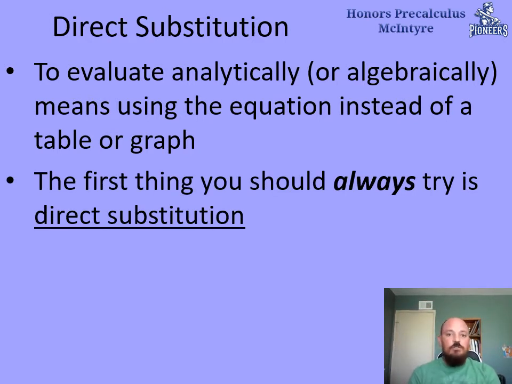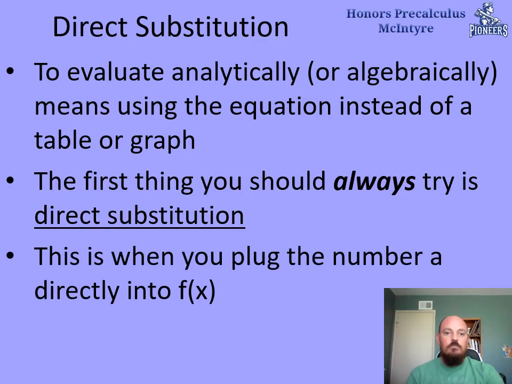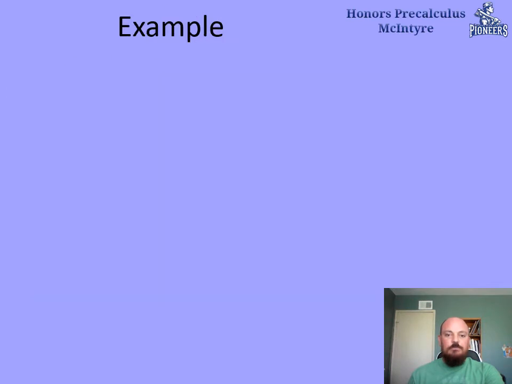Now, if you're going to do limits analytically or algebraically, the first thing you always want to try is direct substitution. And what that means is whatever x is approaching, if you're doing the limit as x approaches 10, before you do anything else, just plug 10 in for x and see what happens. And I'm going to show you an example of what could happen and then explain to you why it would or wouldn't happen.